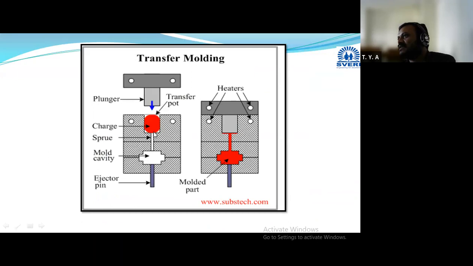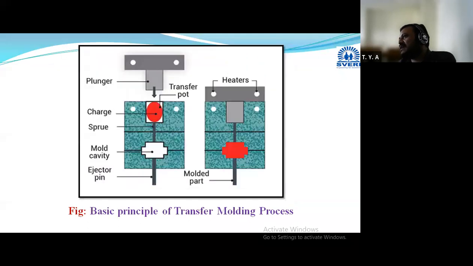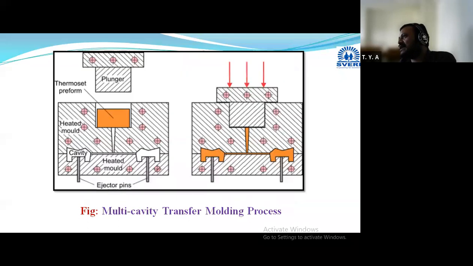Very much similar to this, transfer molding is performed. Here just a screw is used to transfer this charge to the mold cavity. Hence, the name is given as transfer molding process. It has different types of transfer molding process that we are going to cover in the 4th chapter. Here only two diagrams I have explained: single cavity transfer molding and multi-cavity transfer molding.